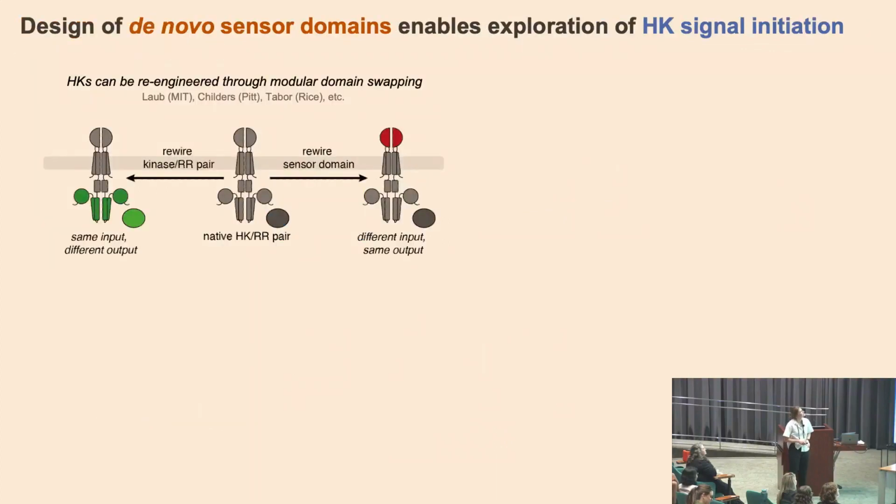Okay, so the inspiration for this project comes from some work in the synthetic biology field, where people have been using modular domain swapping to rewire these kinases. So essentially, you can take the sensor domain from one kinase and lob it onto the scaffold of a different kinase, and you can elicit the same biological output from a different input.